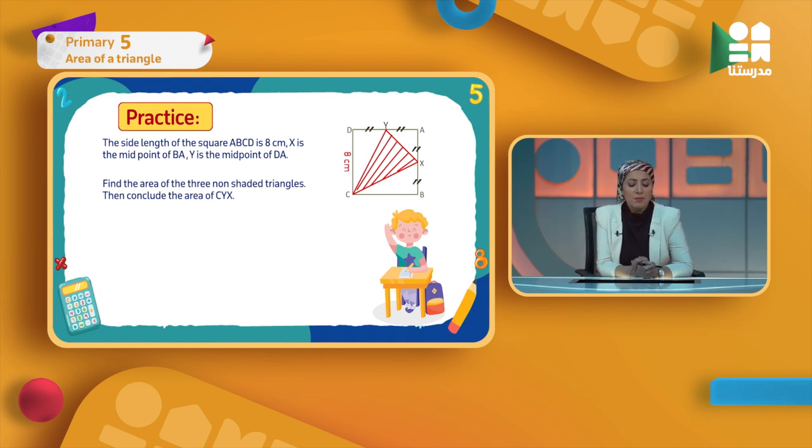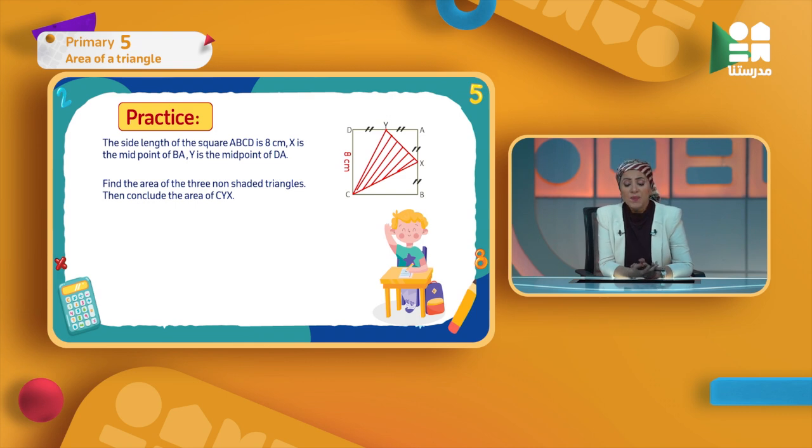X is the midpoint of BA. The point X is the midpoint of side AB or BA. The point Y is the midpoint of the side DA. Now, I want you to find the area of the three non-shaded triangles. Then conclude the area of triangle CYX.